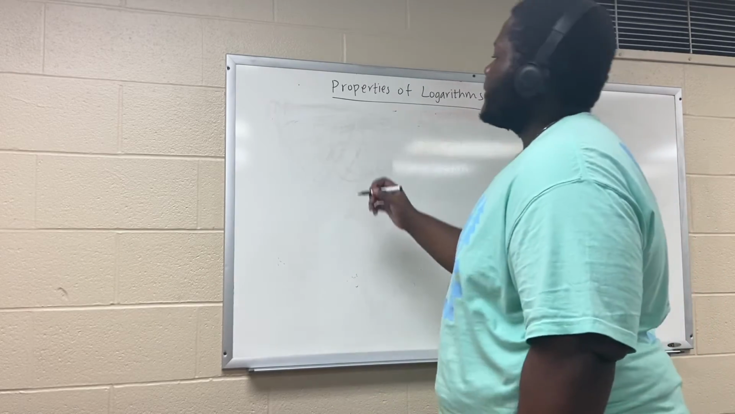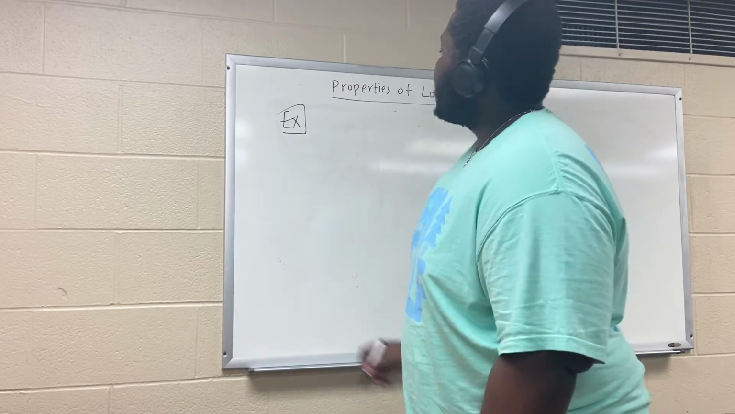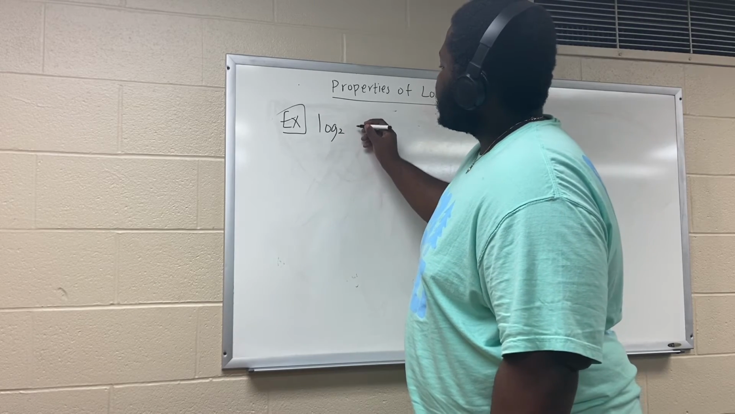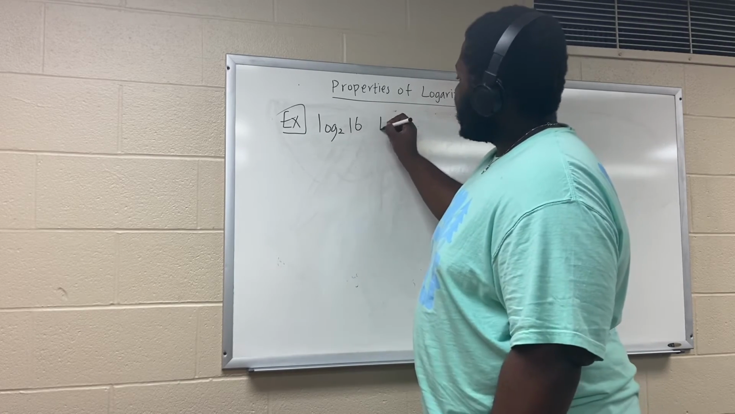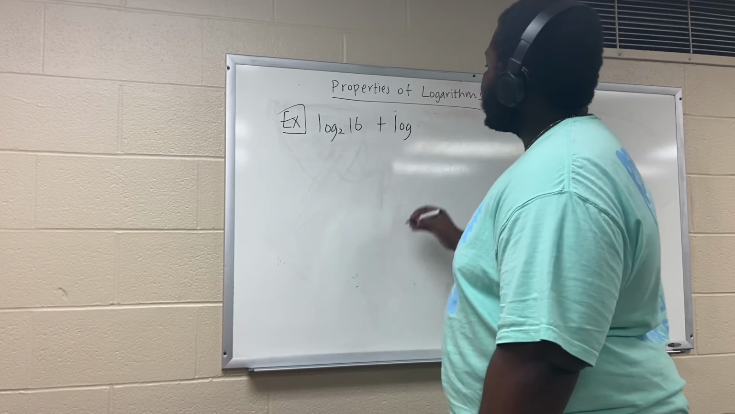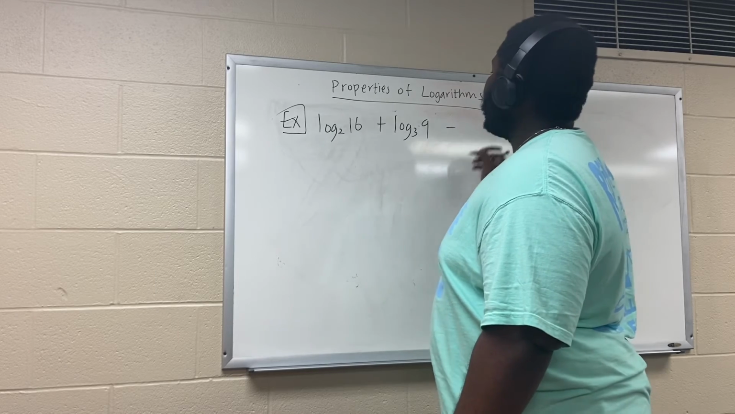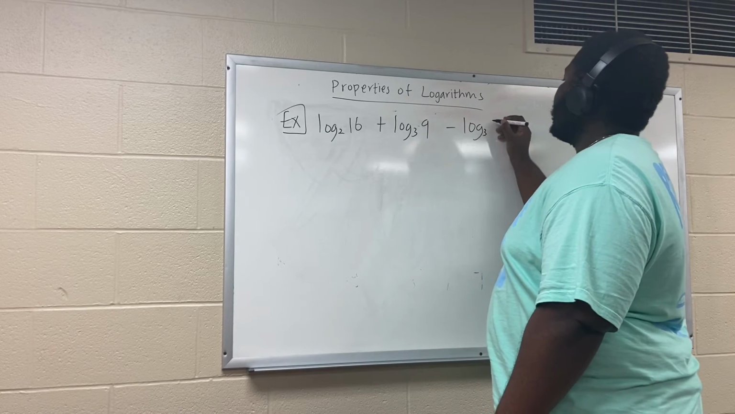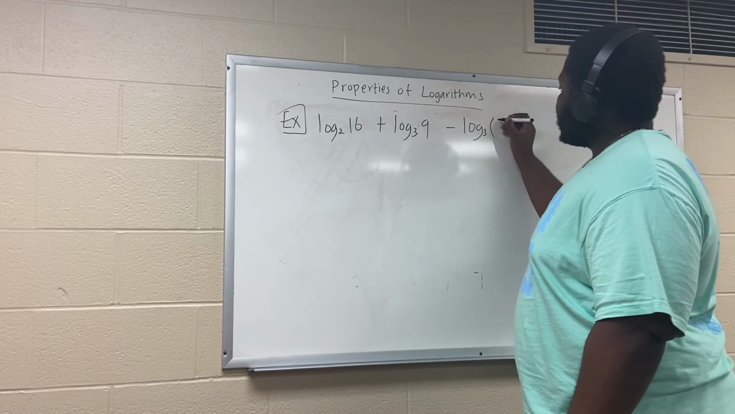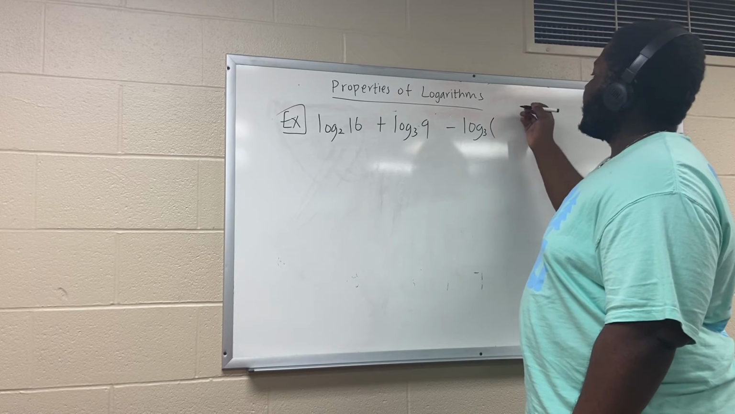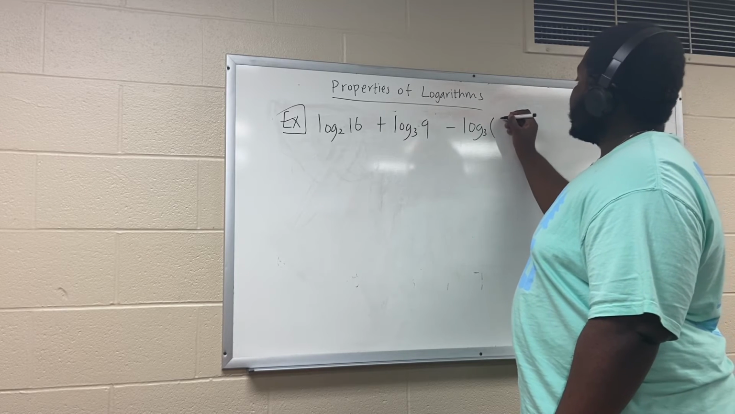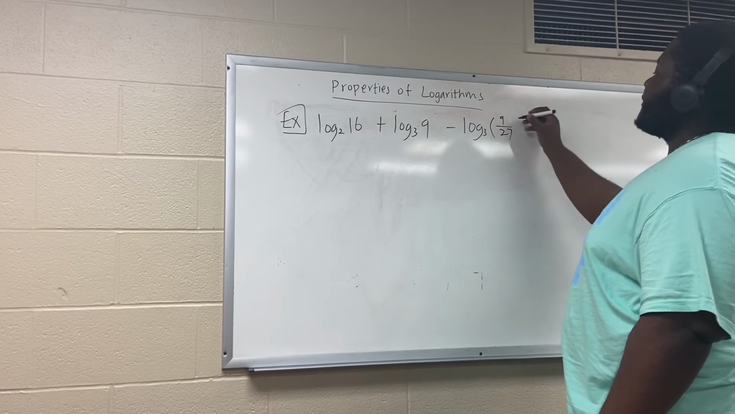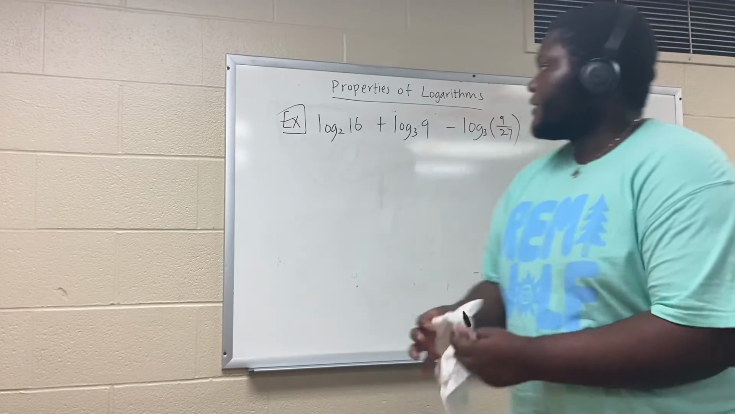So let's say, for example, you have log base 2 of 16 plus log base 3 of 9 minus log base 3 of, we'll say 9 over 27, or rather let's do 27 over 9.